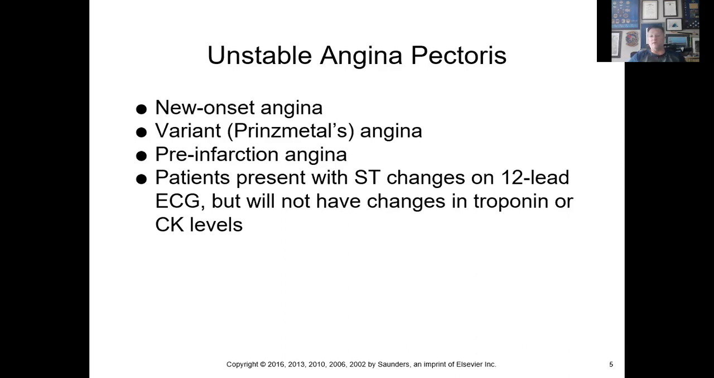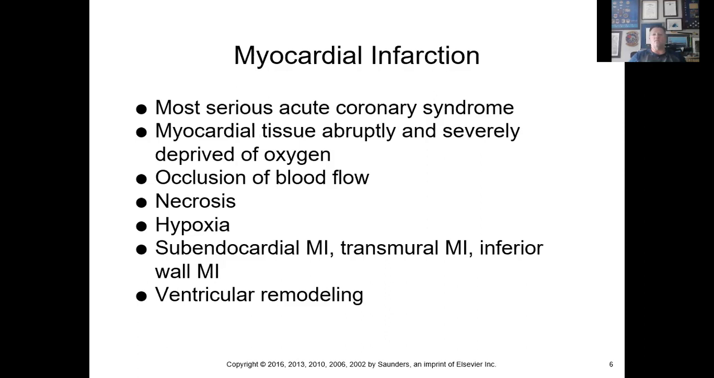So there's the one where the patient presents with ST changes on a 12-lead, but won't have any troponin or any CK levels. That is pre-infarction angina. Now, this is the acute phase of where it's blocked up. I explained to you how you actually get plaque rupture, where the intimal wall is pulled away. This is the most serious of acute coronary syndrome. You'll also hear it used as ACS, all right?